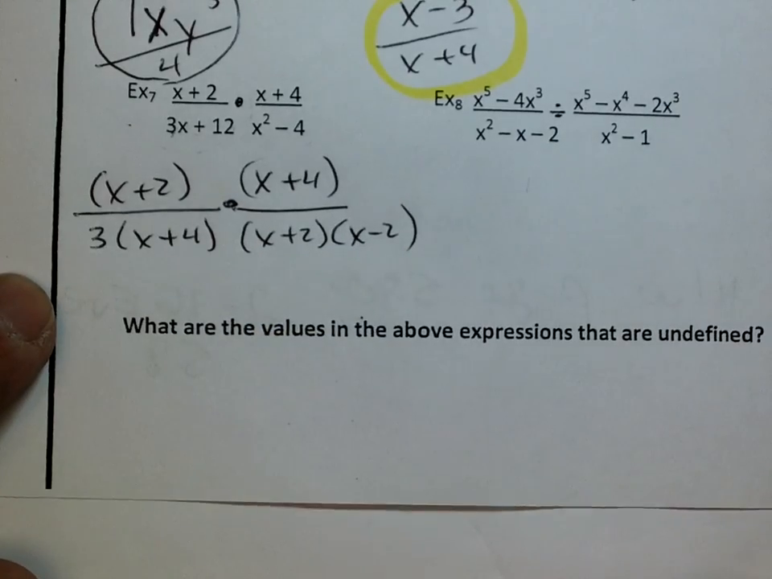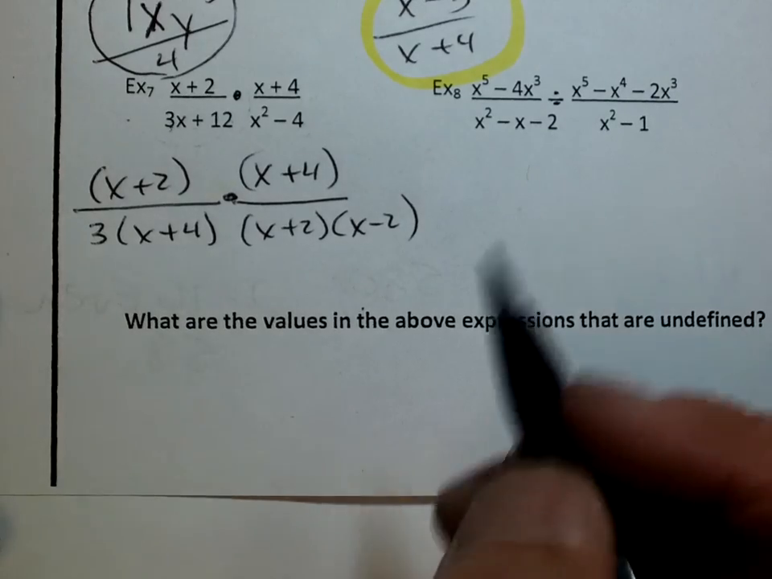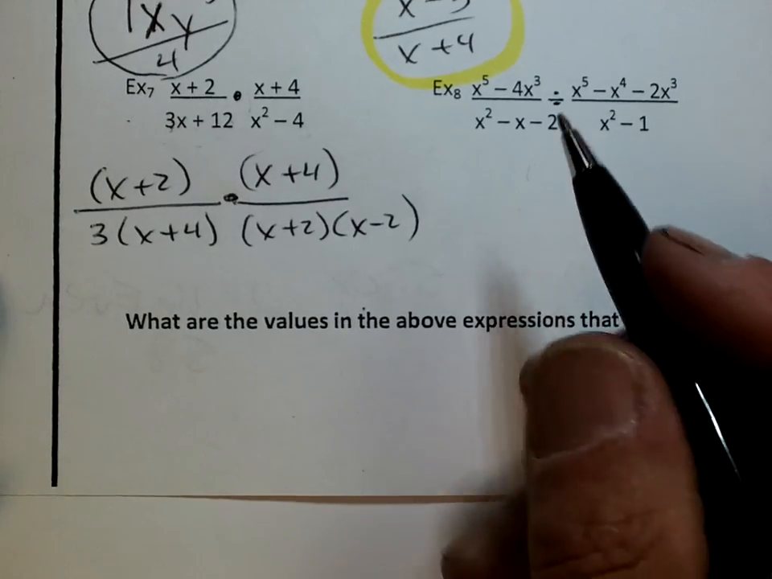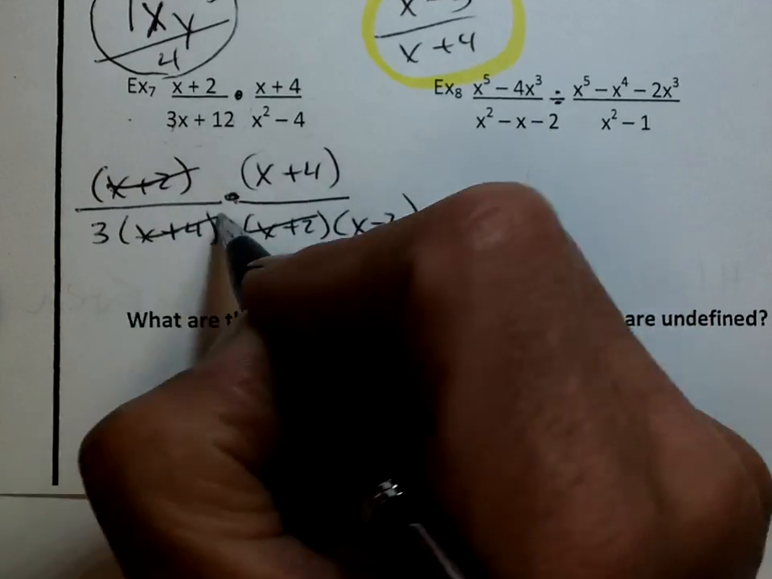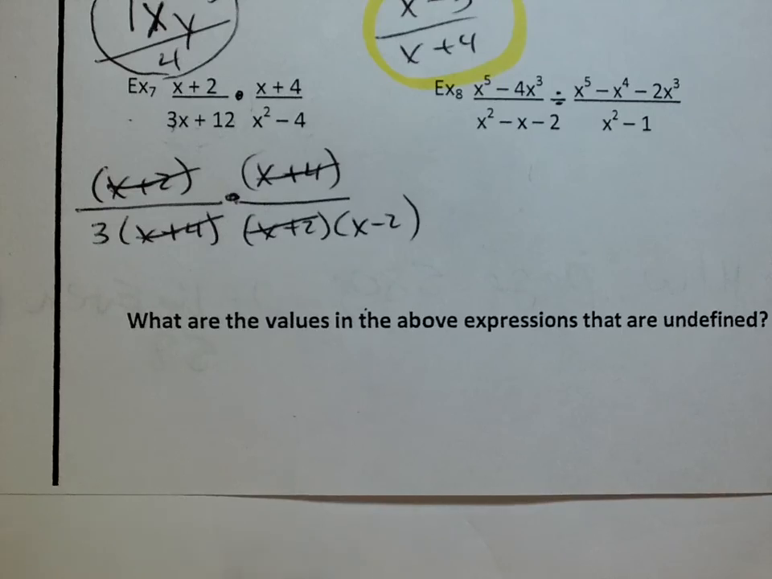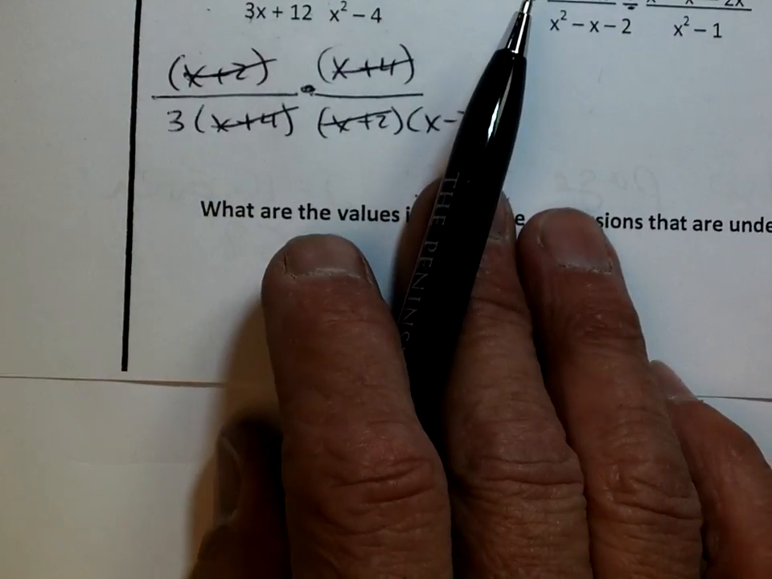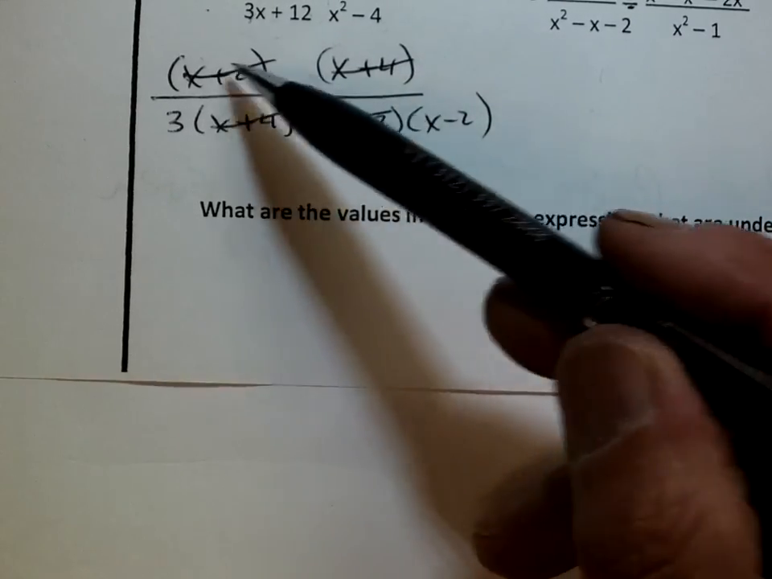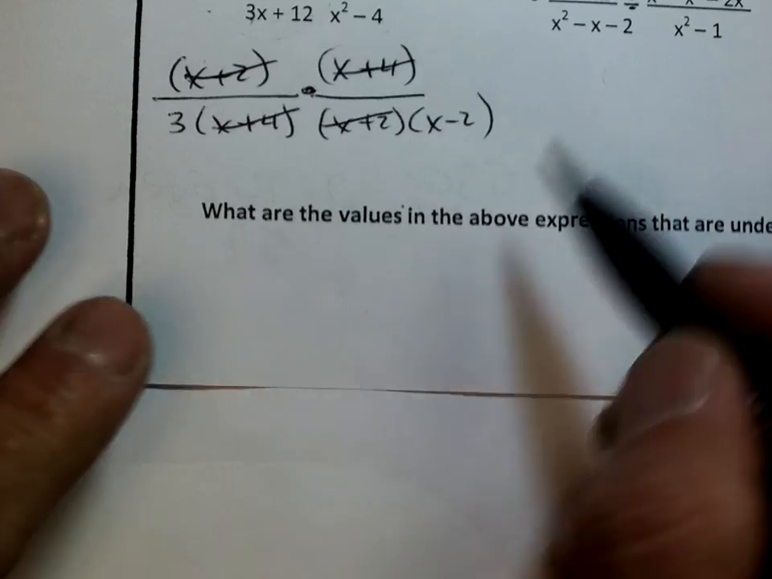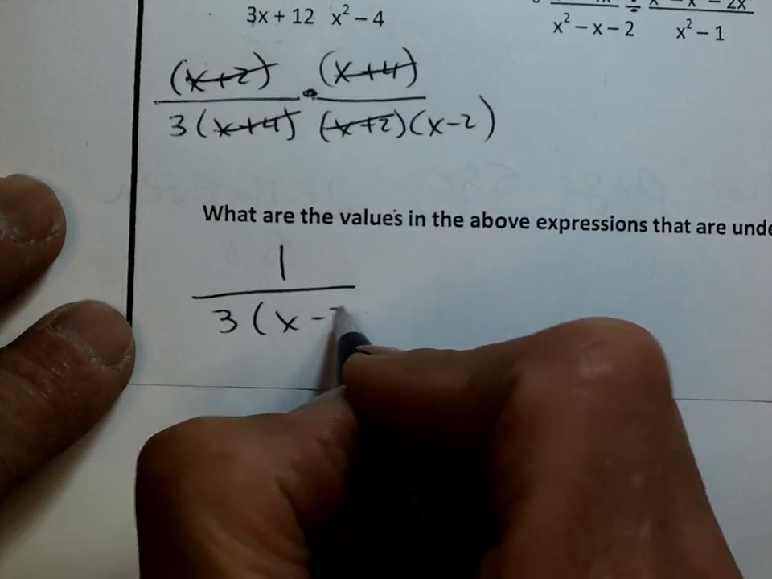Okay? How am I doing? Okay, cancel, cancel. This is the fun part. When you finally get here, I call it the fun part because cancel, cancel, cancel, cancel, right? And what are we left with? Well, nothing on top, but you have to have something on top. And not only that, when you divide something by itself, you always get 1, right? So 1 on the top over 3 times an x minus 2, okay?